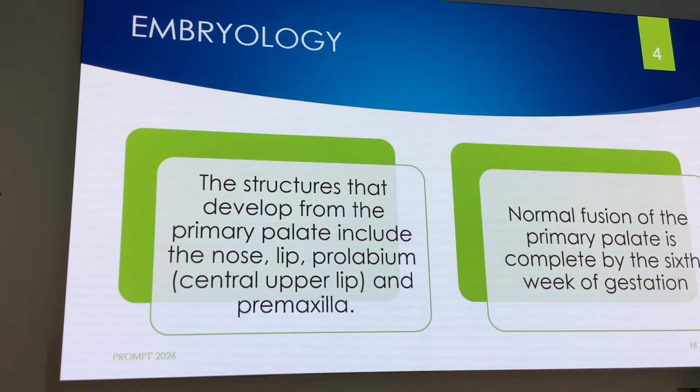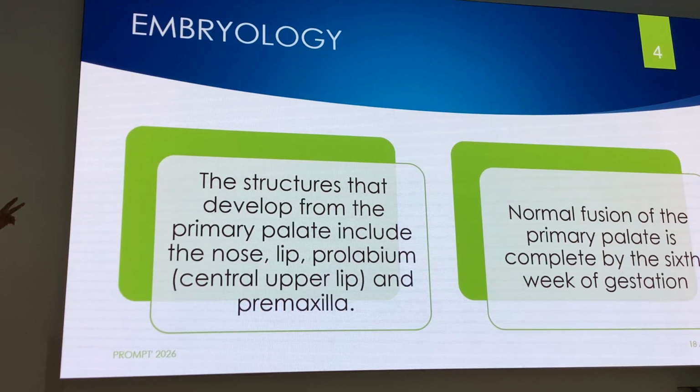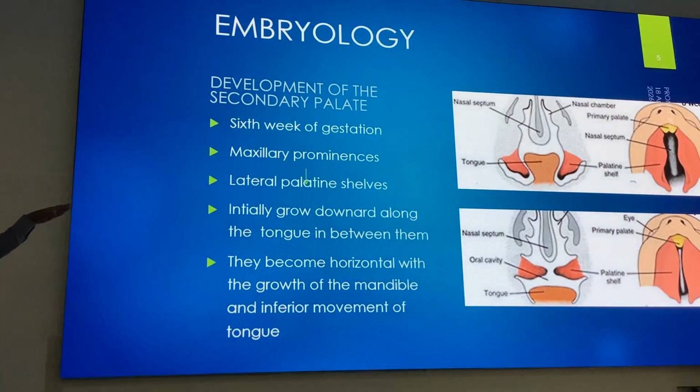Now the structures that develop from the primary palate include the nose, the lip, and the prolabium. The prolabium is a structure seen in the bilateral cleft, but it's actually the central part of the lip. And the premaxilla. The premaxilla is the part of the alveolus which involves the centrals, laterals, and sometimes the canine. The normal fusion of the primary palate is complete by the 6th week of gestation.